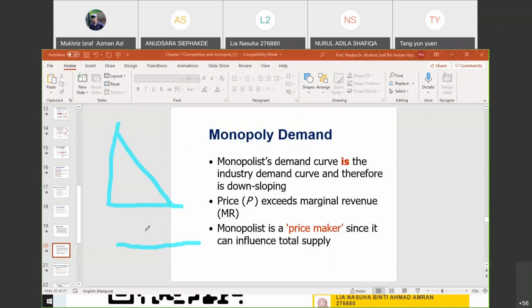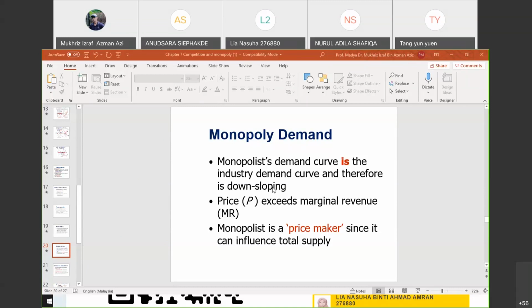So this is the main difference. In perfect competition, there is only one price that the firm can sell at, because they need to follow whatever price is set by the market. That's why the price is constant, or the demand is horizontal. But for monopoly, they can charge whatever price they want. They can charge a low price or a high price, depending on the market that the company is selling to.